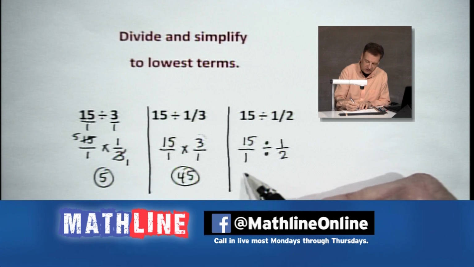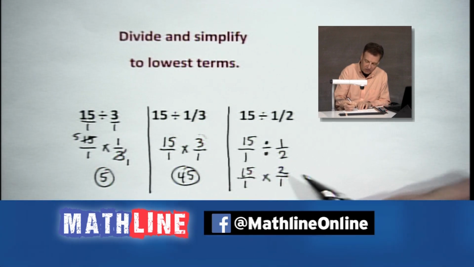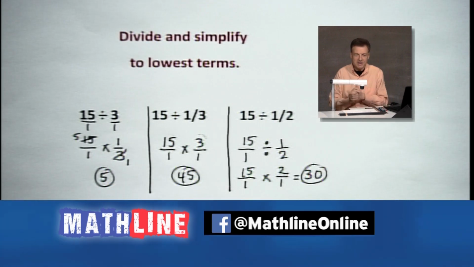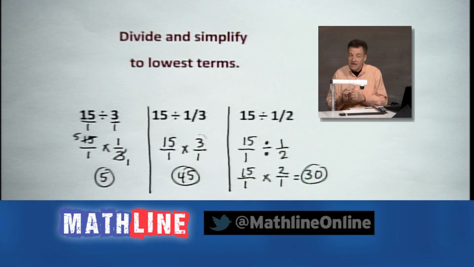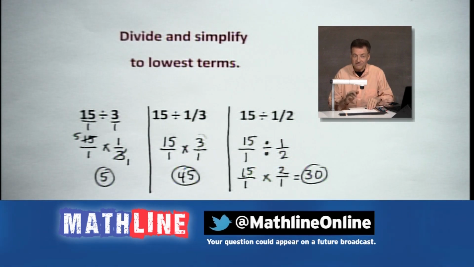Now, what do we do? We do 15 over 1 times, guess what? Reciprocal, 2 over 1. And folks, we are at 30. These ones are basically immaterial because they're in the denominator. If they were in the numerator, they would be important. They would be very important. They have to stay in the final answer.